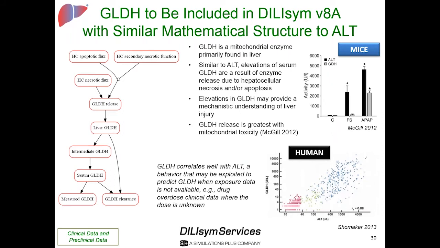Next, we've included GLDH in version 8A. GLDH is a mitochondrial enzyme. It is primarily found in the liver. And the nice thing about GLDH is that it can be used in situations where ALT is confounded.